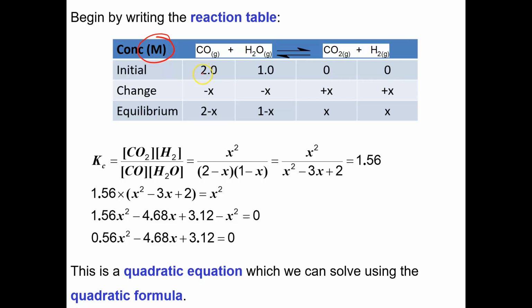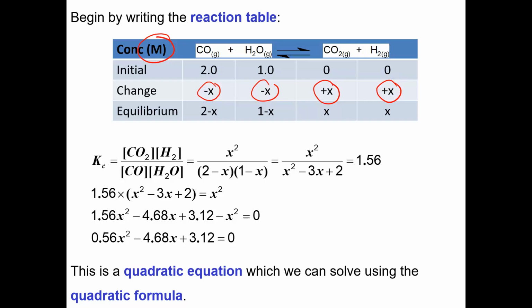To begin with, I have just reactants. I have 2 moles per liter of CO and I have 1 mole per liter of H2O. I have no CO2 and no H2. So that means that the system must move towards products because it's unable to move towards the left-hand side. So my reactants are each going to go down by some amount X, and my products are each going to go up by some amount X.